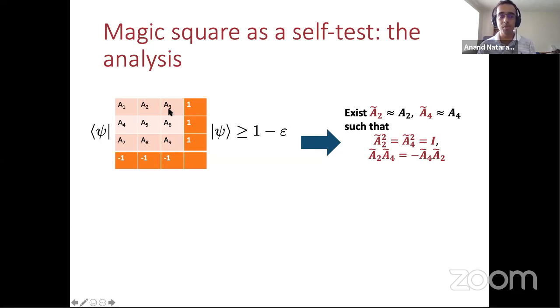So for instance, if you remember from the strategy earlier, A2 and A4 were supposed to be basically the Pauli X and the Pauli Z acting on the first qubit. So they were supposed to be anti-commuting. So in the first step of this analysis, I'm going to try to construct an operator A tilde 2 and an operator A tilde 4 that are close to these A2 and A4, but exactly satisfy the anti-commutation relation. The way you can think about this step is that you're showing that the structure of the magic square game itself, the fact that you have these conditions that rows should multiply to 1 and columns should multiply to -1, that structure is testing the relations of the Pauli group, these kinds of relations here.